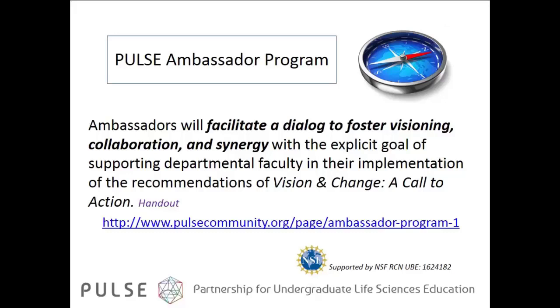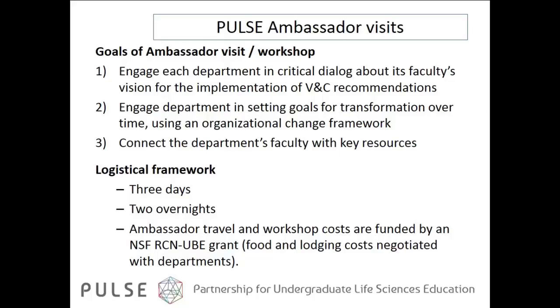But we can then get them to think about goals, and about how tensions are sometimes synergistic, and how differences of opinion, like between Joel and I, for example, can really lead to positive change. So that's the handout that's coming around. There's also a website here. The goals really are to engage each department in critical dialogue around Vision and Change recommendations, but this really maps on to what you guys are doing.